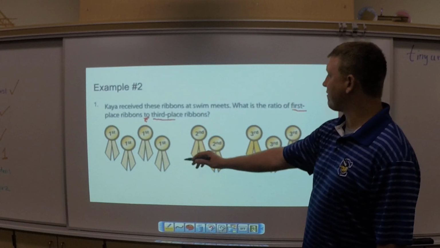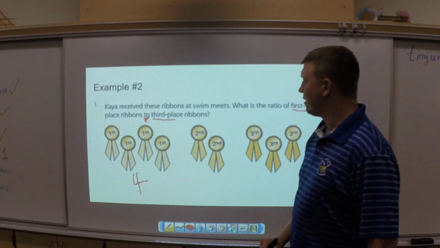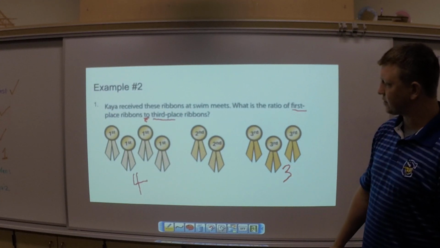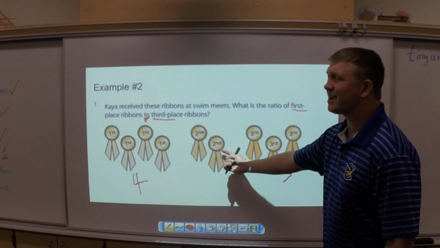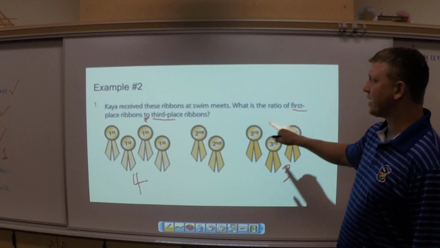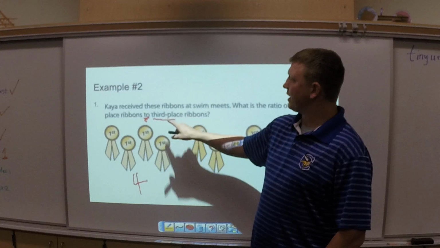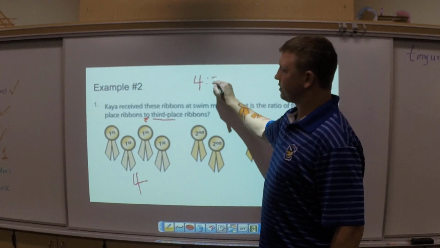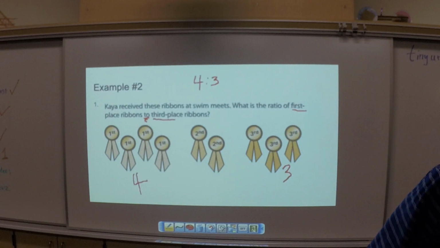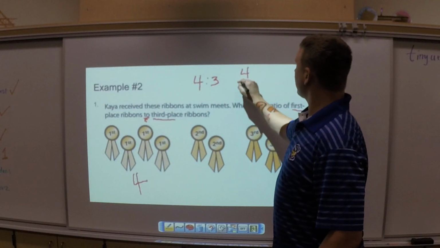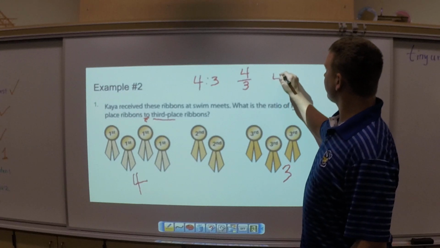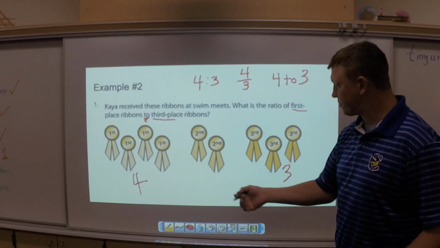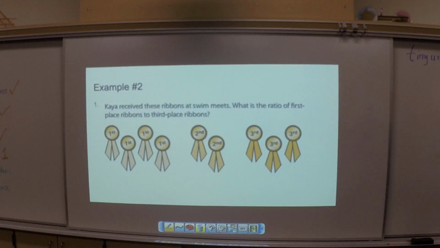Okay, so here's all my firsts. There are actually 4 first place ribbons and 3 third place ribbons. I don't really care about the second place ones because it says first place to third place. So my ratio would be written like this: 4 to 3, or 4 to 3, or 4 to 3, right, like that. 3 different ways you could write it. All right, we're almost done.